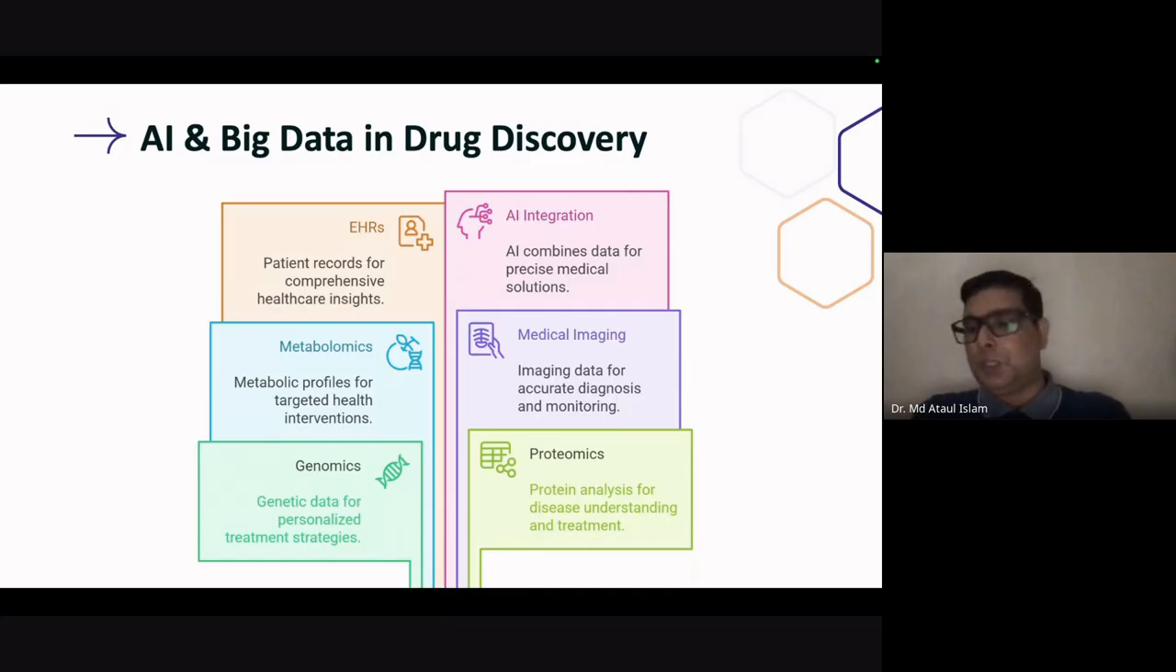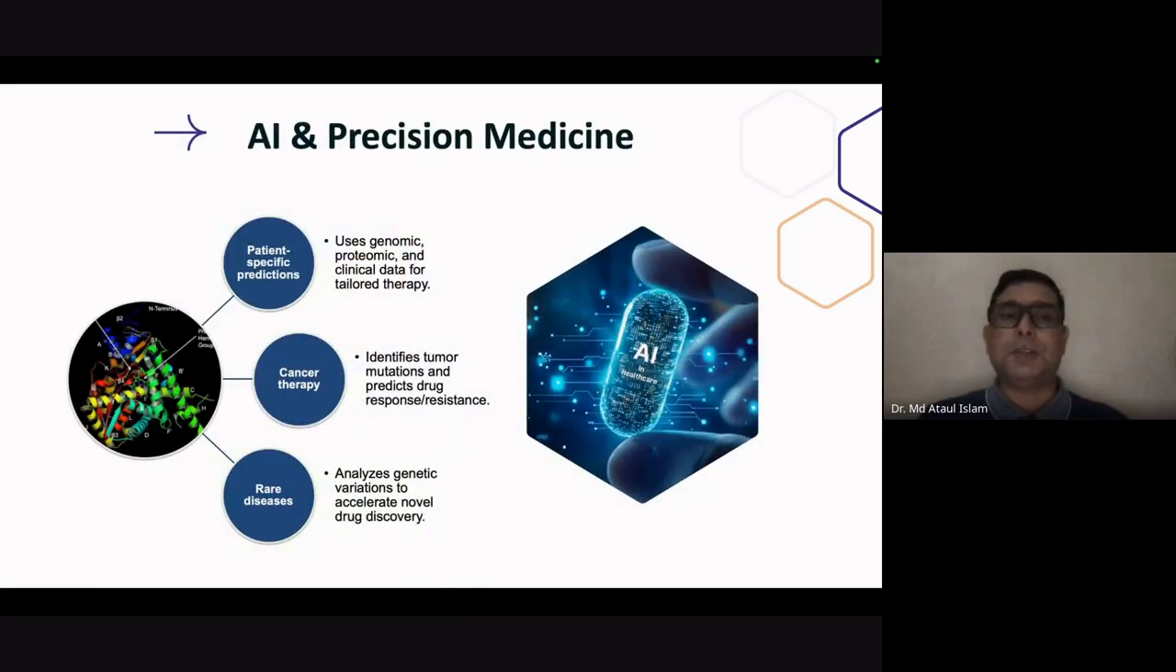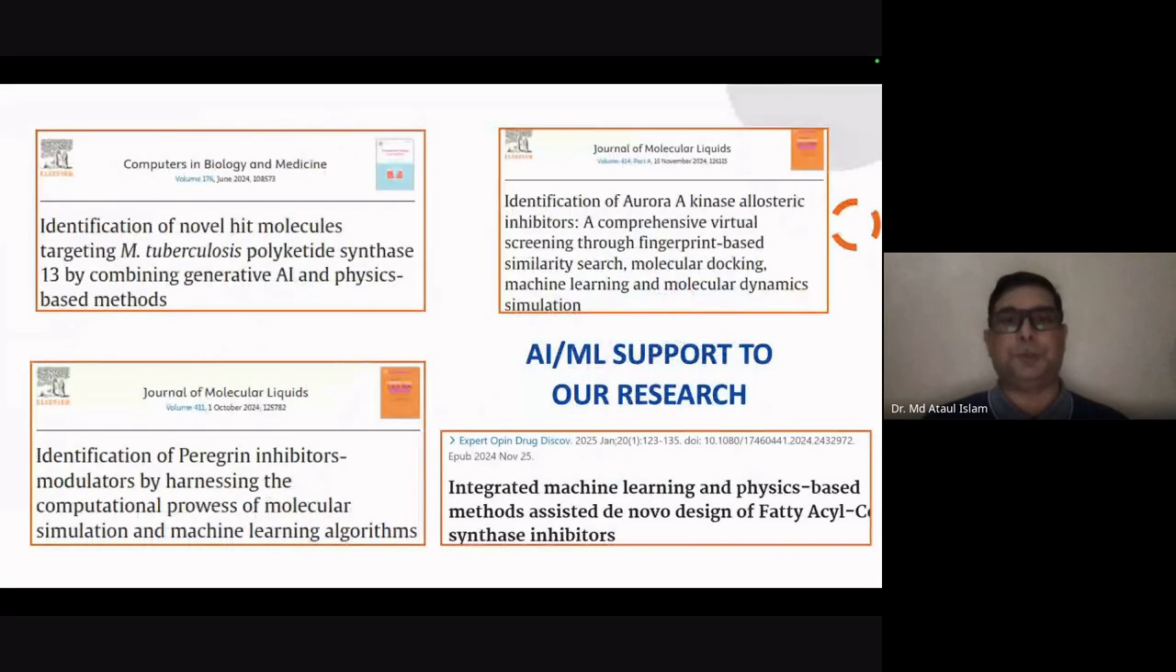So big data, that I told you about, if you have the data, you are rich both economically and information wise. So you can handle data from metabolomics, genomics, medical imaging, proteomics, and then use AI integration on these data, and you can get the solution. The precision medicine also, you can use AI, like you can use the genomic data or the clinical data, and then tumor mutations or drug response, and genetic variation. All these things you can implement in the machine learning approach.